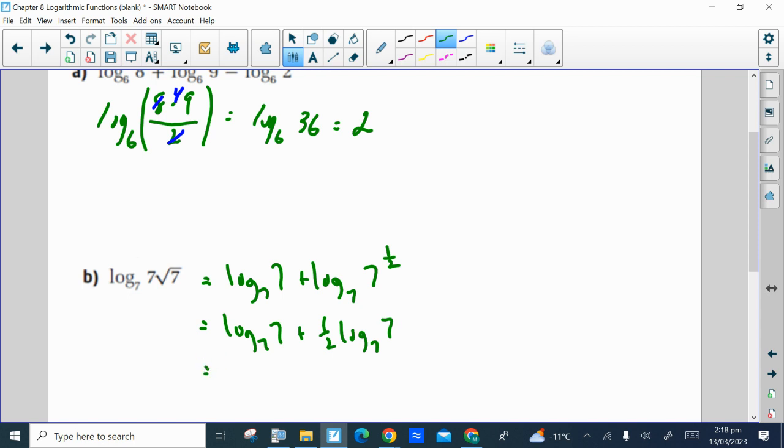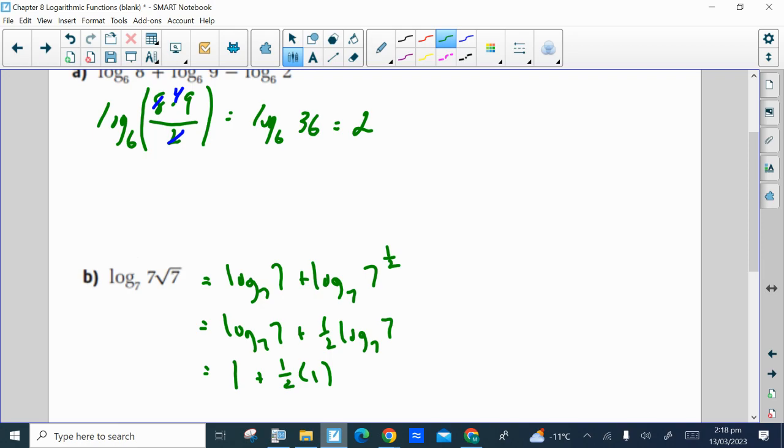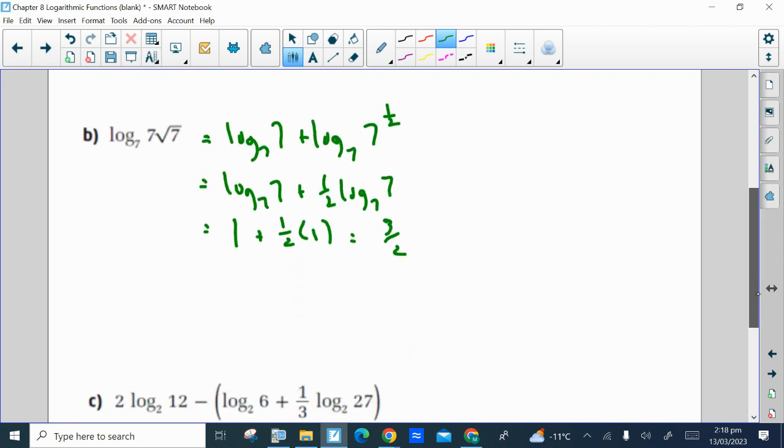Jonathan, what's log base 7 of 7? That's asking 7 to what power is 7. Or using the change of base identity, that would be the log of 7 divided by the log of 7. So in the same way, that second term will be half of 1, because that's half of log base 7 of 7. Log base 7 of 7 is 1. So it's 1 plus 1/2, which is 3/2, or 1.5.